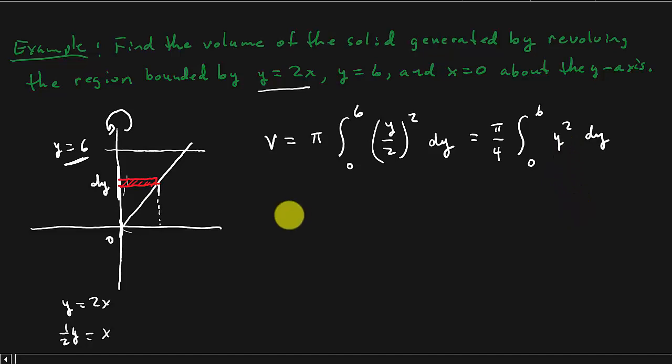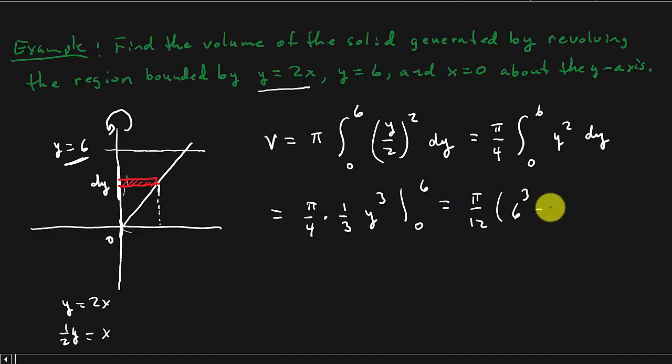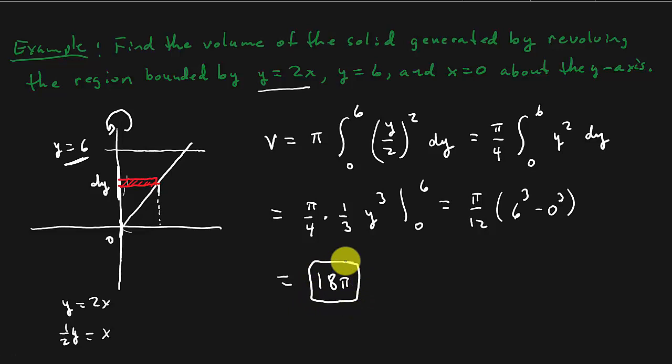All right. So this is going to be pi over 4 times 1/3 y cubed, from 0 to 6. And so this is going to be pi over 12 times 6 cubed minus 0 cubed, and that ends up being 18 pi. All right. So you see, it's not difficult to do, and I hope you can see how important it is to sketch that rectangle in there.